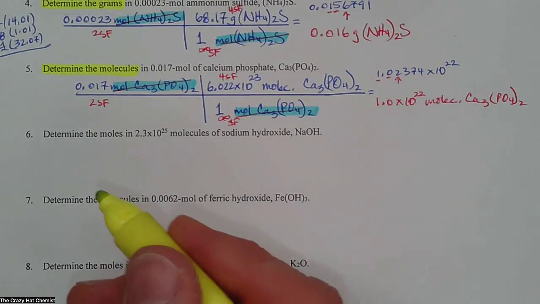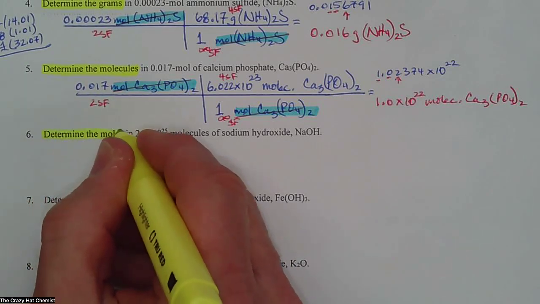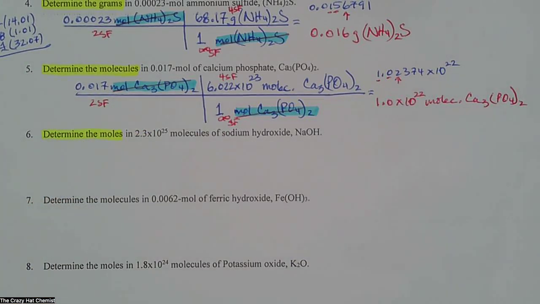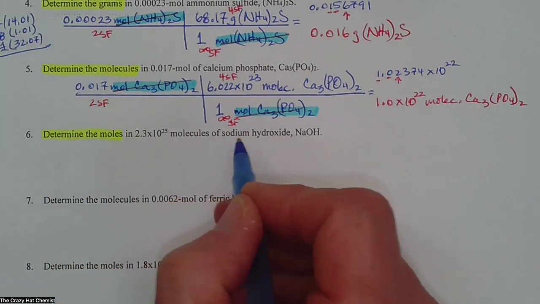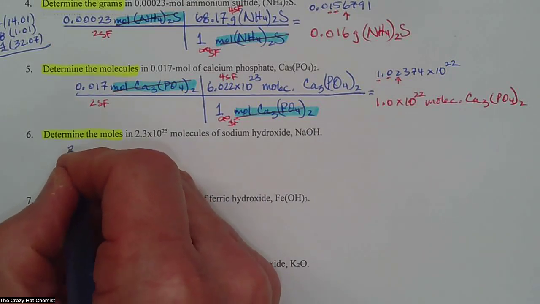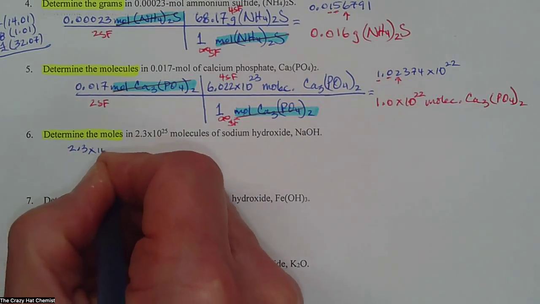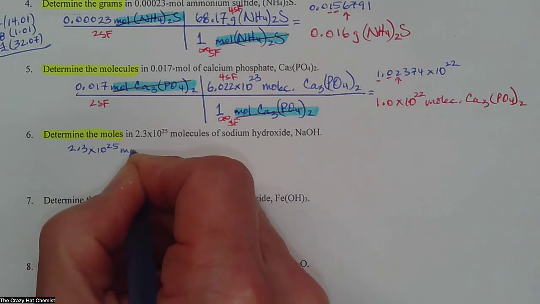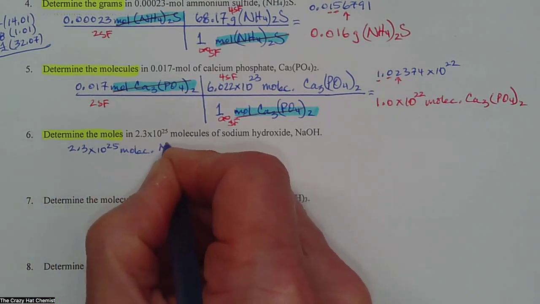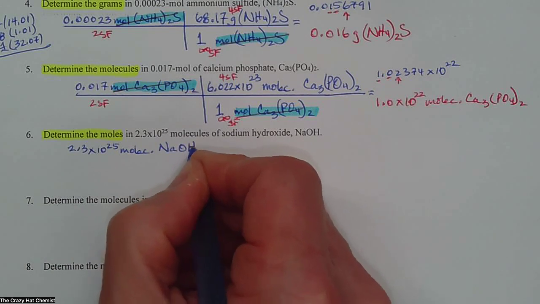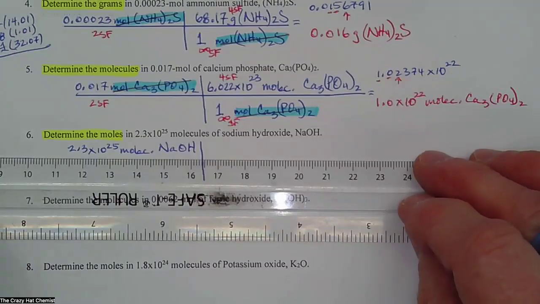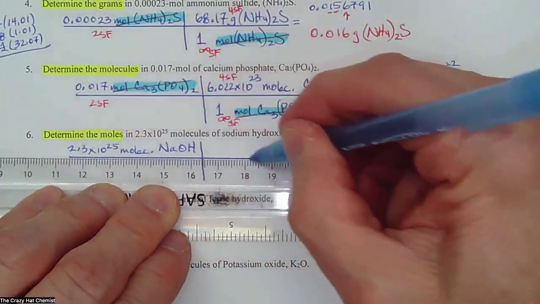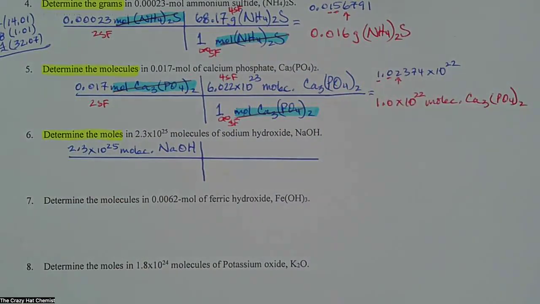So this next one says determine the number of moles. So what are we solving for? Moles. What do we have? We have 2.3 times 10 to the 25 molecules of sodium hydroxide, which is NaOH. Vertical stop, and then a horizontal line to help us out here. You don't have to use a ruler. I'm using a ruler so it looks nice and pretty for you, the viewer, but whatever you want.